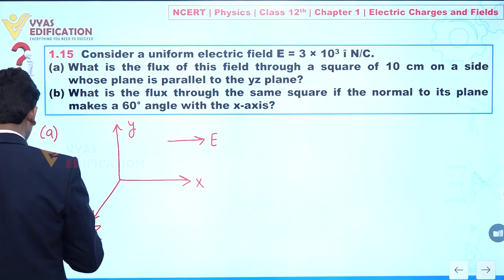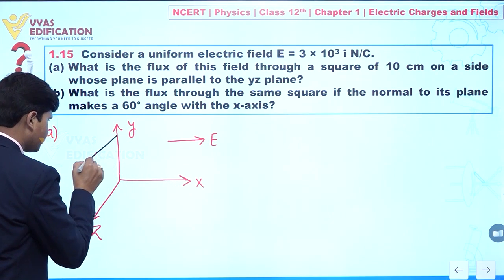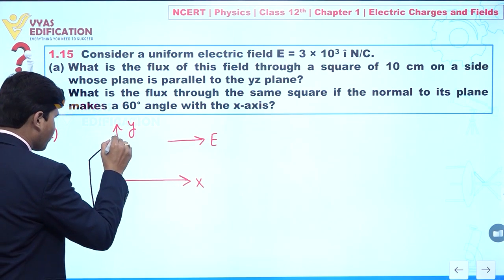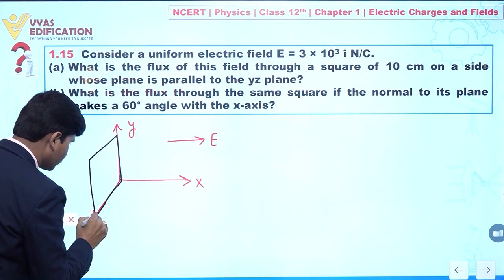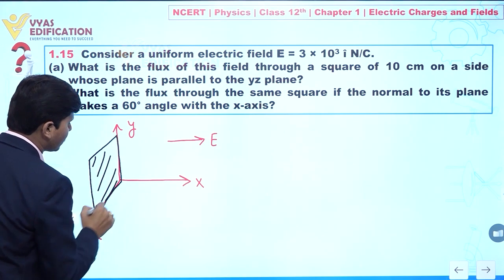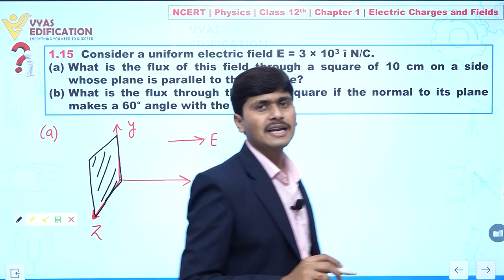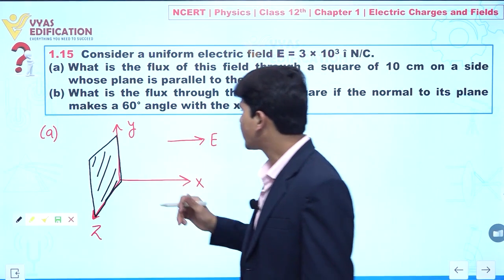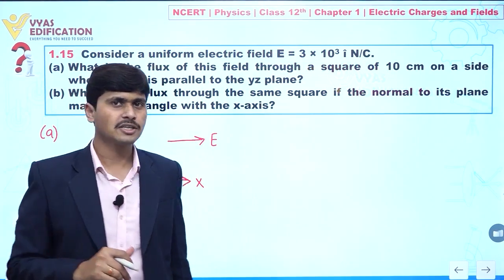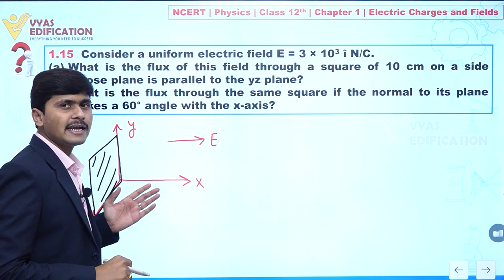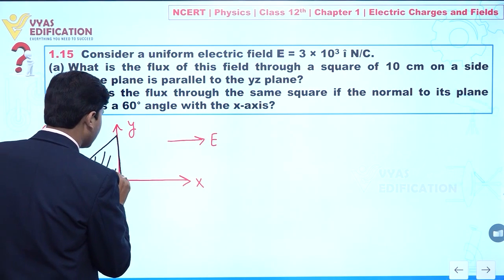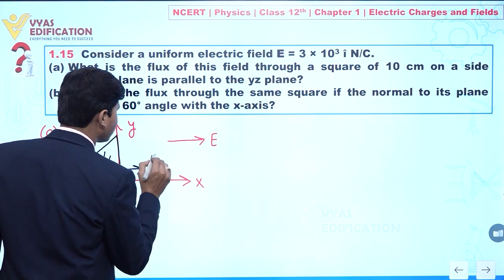Clear? So I am drawing it here like this. Clear to you? So this plane lies in the YZ plane and the electric field is acting in the positive x direction. So if this is the area vector, the direction of this area vector is also like this.